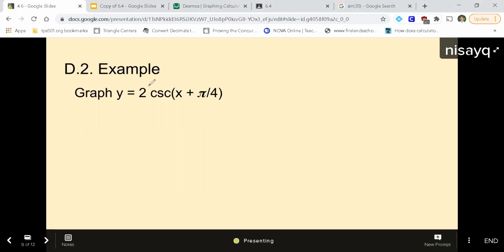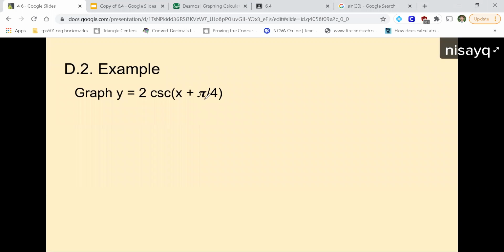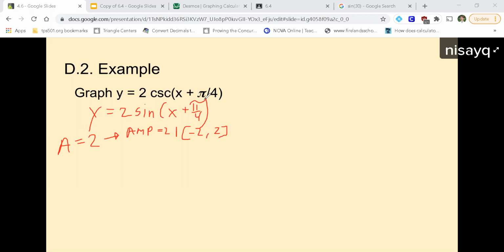So let's say we want the graph of y equals 2 cosecant of x plus pi over 4. To graph that by hand, we're going to graph y equals 2 sine of x plus pi over 4. As a review on how to do that, again, break this into its parts. Our a value is 2. That tells me that my amplitude, which was -1 to 1, is now between -2 and 2. And because it's positive, I am not reflecting this over the x-axis.